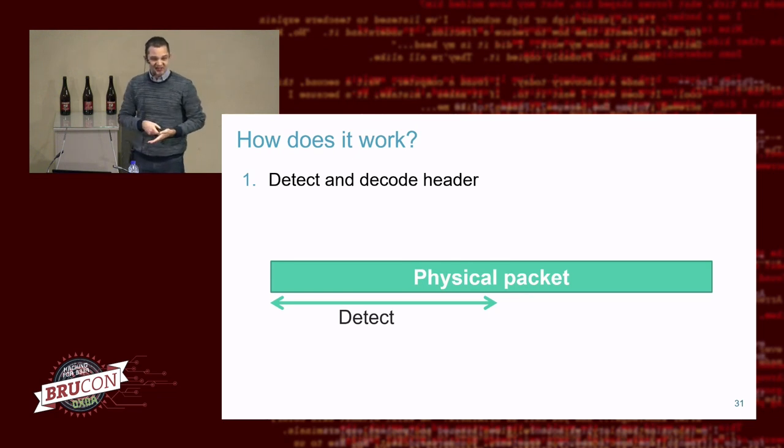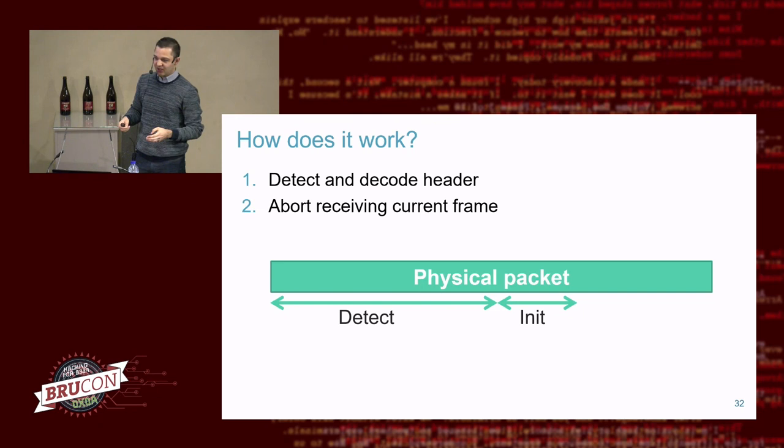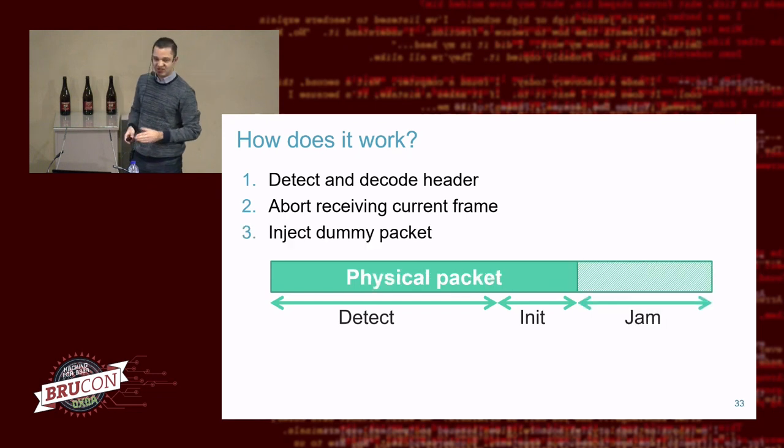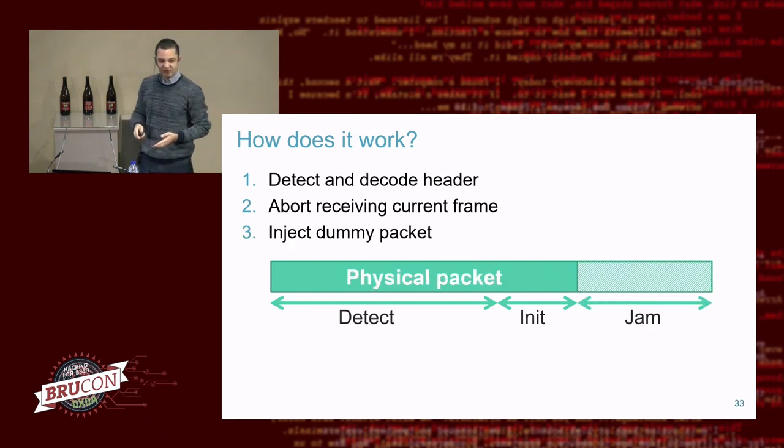Then once we have access to this data, we need to decide, will we jam it or not? We need to disable the reception of this frame and then switch our antenna from receive mode to transmit mode. And then finally, the third step is to inject a dummy packet so we can jam the remaining content of this Wi-Fi frame. And even though technically we're only jamming the last few bytes of this packet, this will cause the complete packet to be dropped.